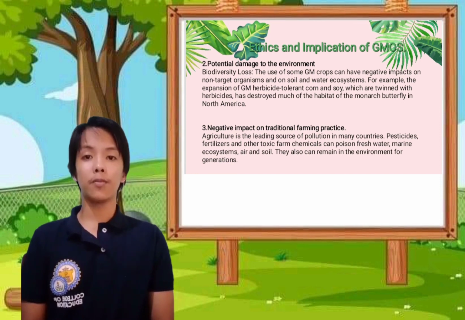Number 2, potential damage to the environment. Biodiversity loss. The use of some GM crops can have a negative impact on non-target organisms and soil and water ecosystems. For example, the expansion of GM herbicide-tolerant corn and soy, which are paired with herbicides, has destroyed much of the habitat of the monarch butterfly in North America.